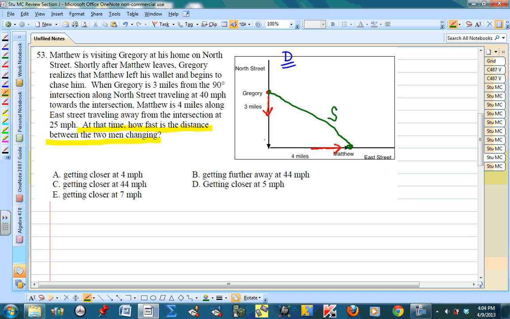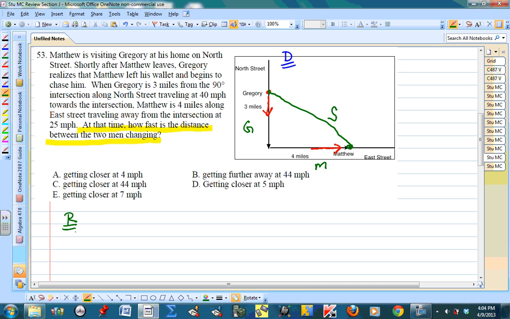Let's call this variable distance G, because this is changing, Gregory's changing. And this variable distance for Matthew, let's call that M. At this snapshot, Gregory is 3 miles from the intersection, and Matthew is 4 miles from the intersection. As Matthew continues to walk and Gregory continues to move, that distance is changing. Okay. So now that's our diagram.